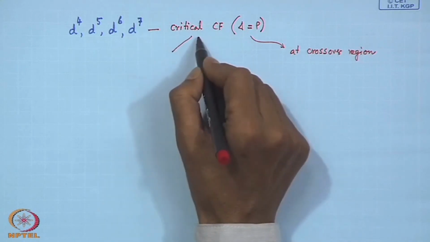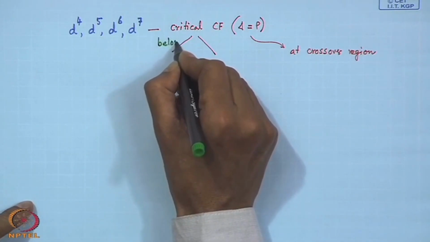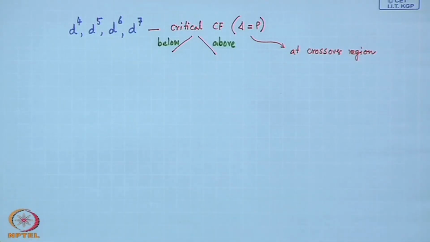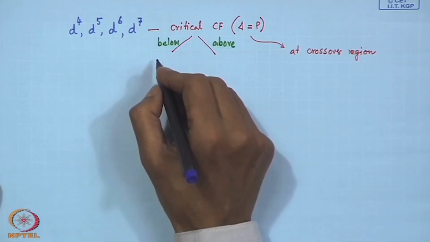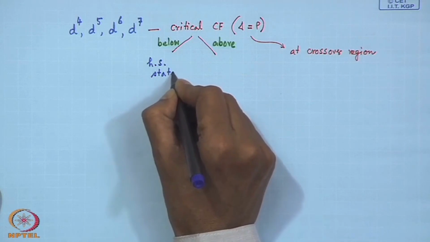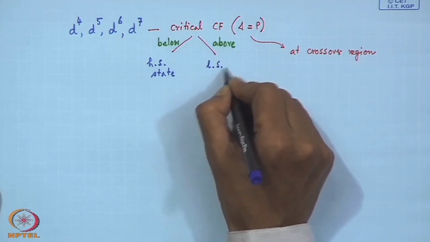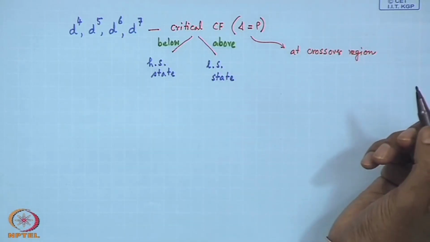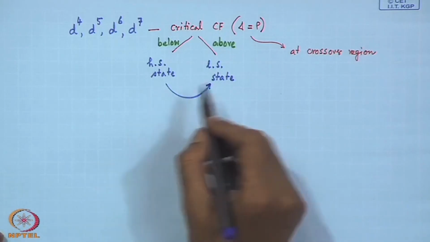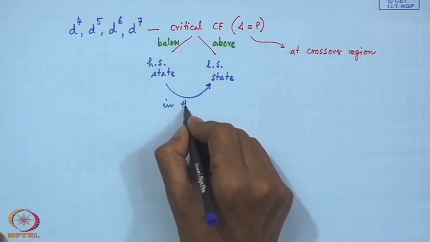So, at this critical crystal field, we find that below this critical field and above this critical field we have two situations. Below the critical field the high spin state is of low energy, and above this critical crystal field the low spin state will have low energy. So, at this particular point we can have a crossover, and this crossover region can be found where delta is close to P, which is in the range of thermal energy, that means kT.